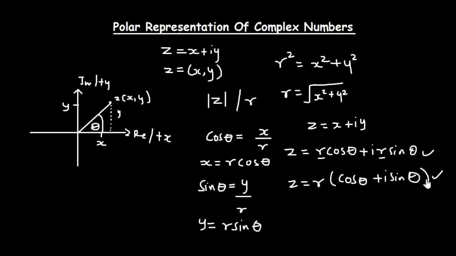Okay, so this is the polar representation of a complex number. We are given a complex number and asked to represent it in polar form. This is the formula that you are going to use. You have to find the modulus and then find the argument. Then you substitute into this formula, and that will help you represent that complex number in polar form. So let's try some examples.